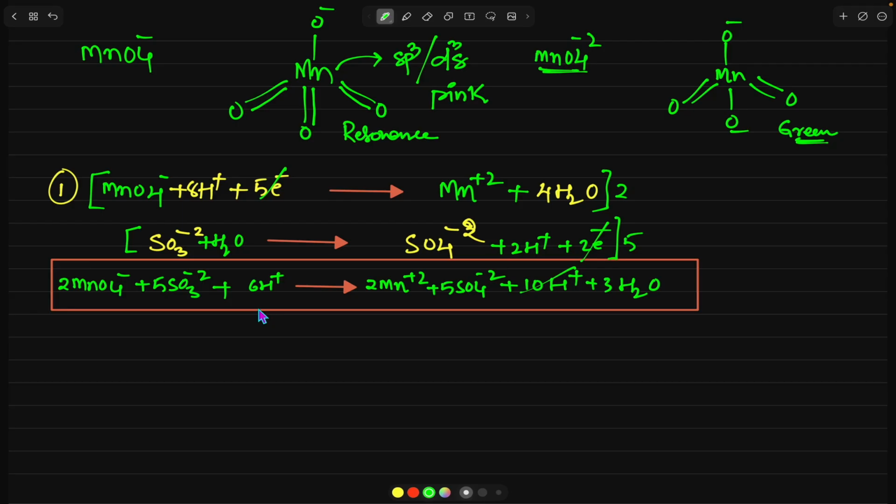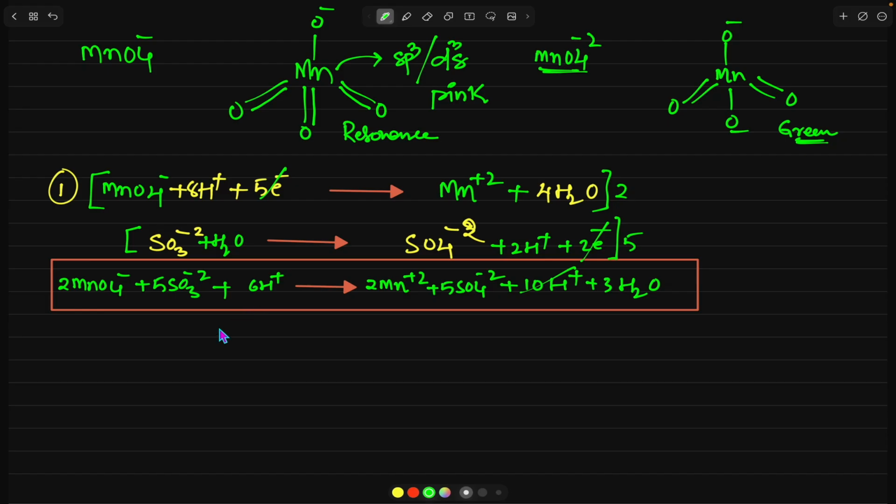If you check the balanced reaction, manganeses are 2 on both sides, sulfurs are 5, hydrogens are 6, oxygens 8, 5 3s are 15, 23, 5 4s are 20 plus 3 23. So this is the balanced reaction.